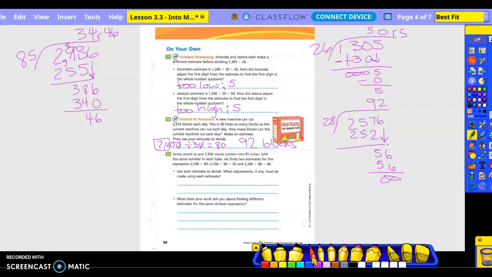So use each estimate to divide, and write adjustments if any. So basically, we needed to go with the 3 because 4 was too high. What does your work tell you about finding different estimates for the same division expression? That sometimes you can have a too high, sometimes you can have a too low, or sometimes you can pick just the right one, right? Okay. All right.